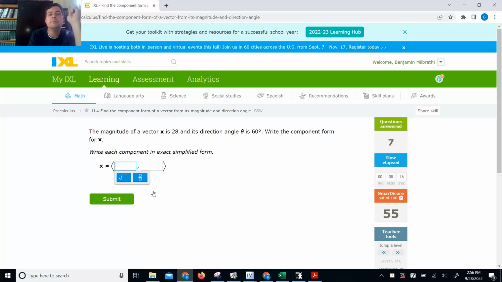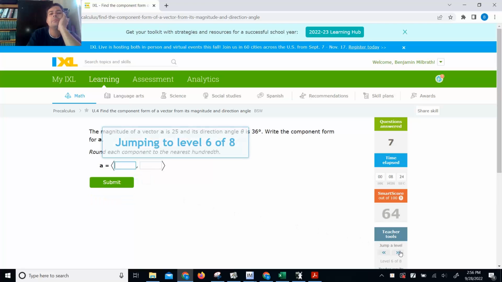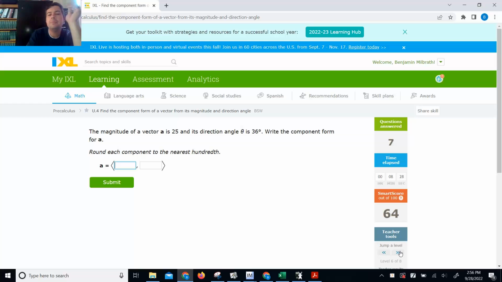That's right. We have another 60-degree angle one here. I'm going to skip that. I'm looking for something with an odd angle. Nearest hundredth. Perfect. I get to use my little formula. So I'm glad I ran across that.